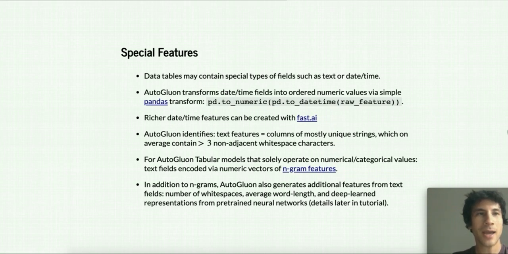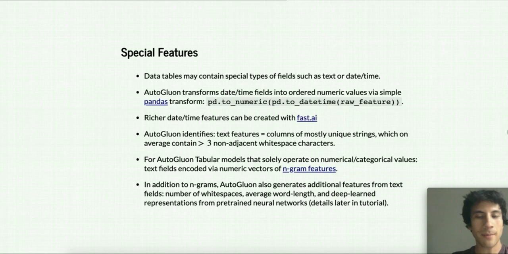AutoGluon identifies text features as those columns of mostly unique strings in each row, which on average across the rows contain at least 3 non-adjacent whitespace characters. This allows us to have a vocabulary agnostic method for identifying these text fields.